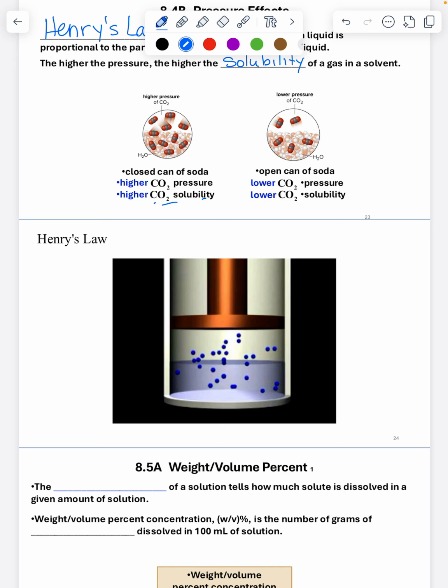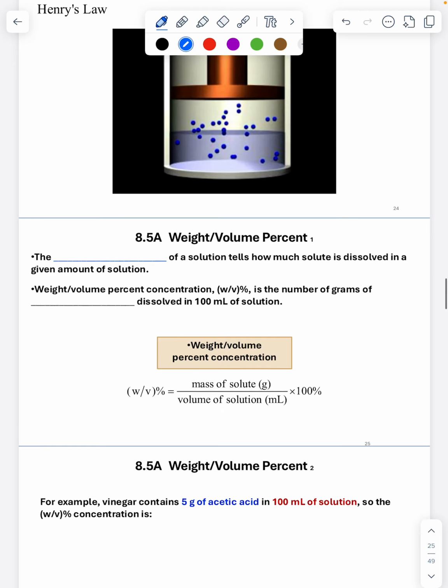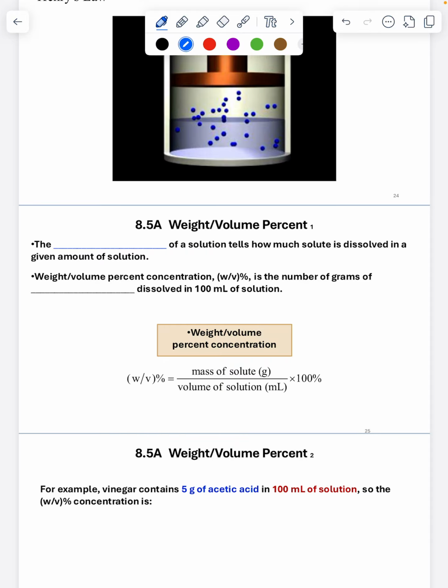All right, there's a couple of calculations we can do with concentration. So the concentration of a solution tells us how much solute is dissolved in a given amount of solution. And so we can look at a weight volume percent concentration, and that simply is the number of grams of solute that has been dissolved in 100 milliliters of solution.